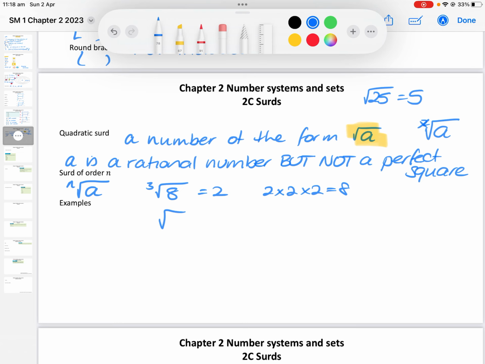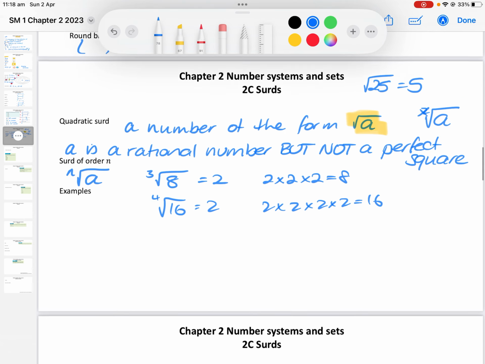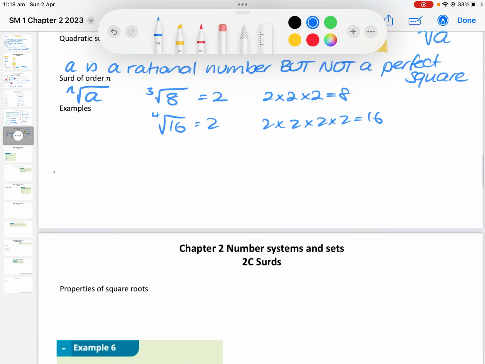So we could also have a fourth root of 16. That's also 2, because if we go 2 times 2 times 2 times 2, we get 16. So we can call that an nth root or a surd of order n. So something like the square root of 81 on 4, that is not a surd, because this is the same as 9 on 2, so it's just a rational number.